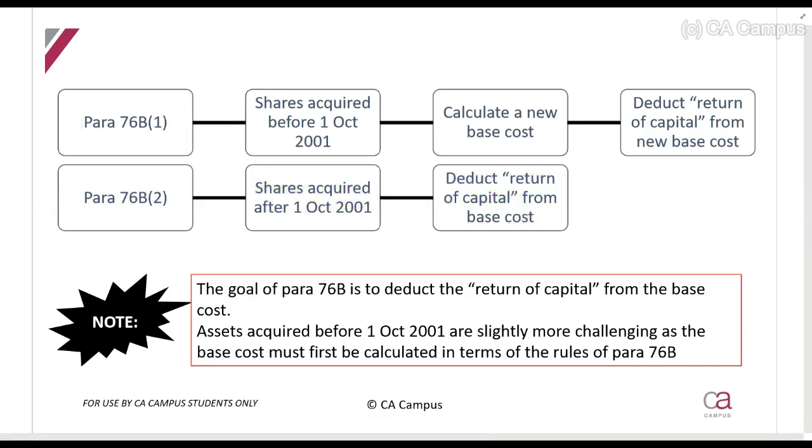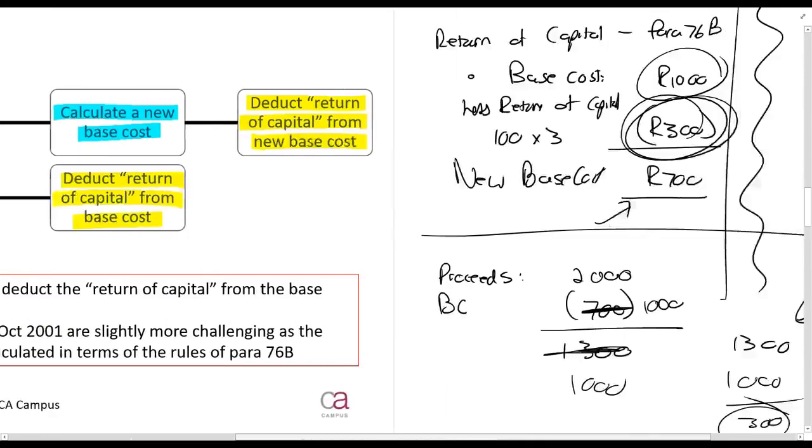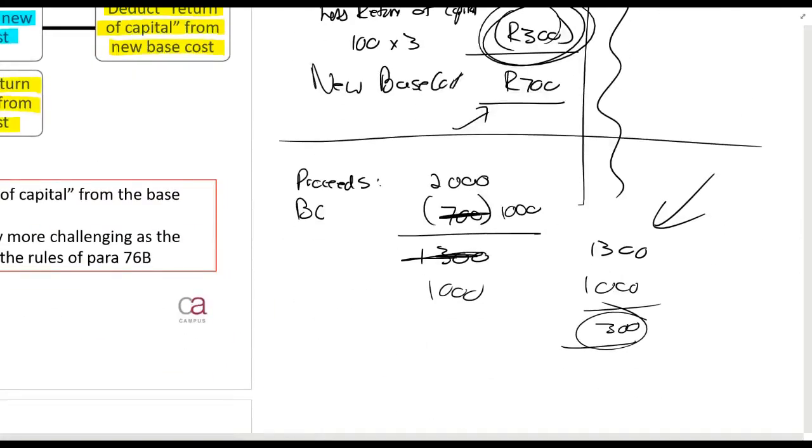Okay, what I want you to see is paragraph 76B1 and 2, both of them, you deduct return of capital from base cost. I want you to see that. So that in yellow is the same. This is where the difference is. When the assets were acquired before the 1 October 2001, you need to calculate a new base cost first.